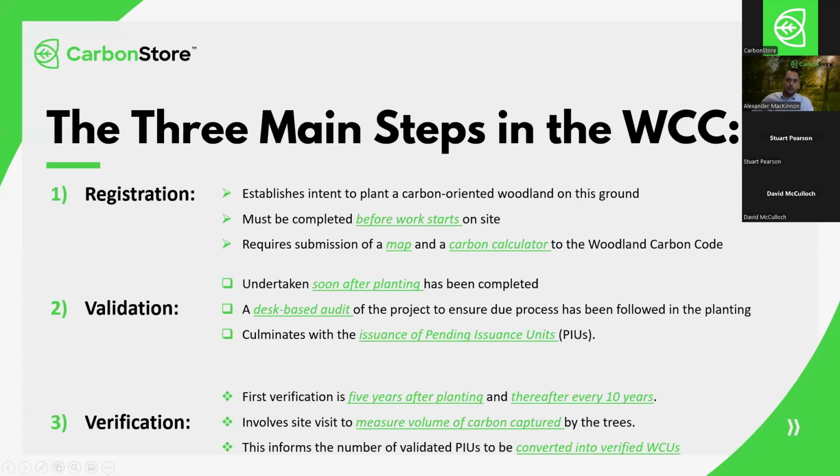I'll start with a quick recap of the Woodland Carbon Code's main elements. You may already understand these, however, it's probably worth repeating them. There are 3 steps necessary to generate a verified woodland carbon unit. The first step involves registering your intention to plant a woodland with the Woodland Carbon Code, and this must take place before planting starts, and it requires 2 documents: a map outlining the area you intend to plant that adheres to the code's strict mapping guidance, and the code's Woodland Carbon Calculator. I'll explain this in more detail later, but it's a separate spreadsheet onto which you enter the area to be planted, the species mix, the yield class, and the management regime, etc.